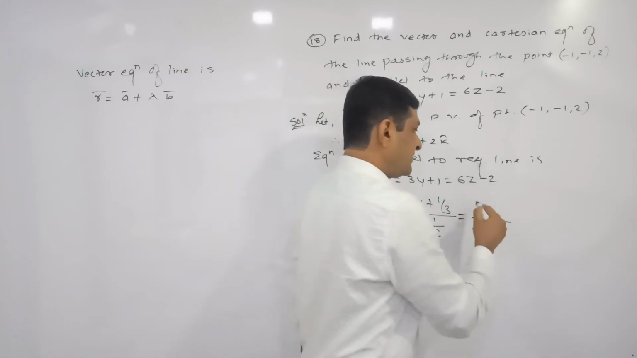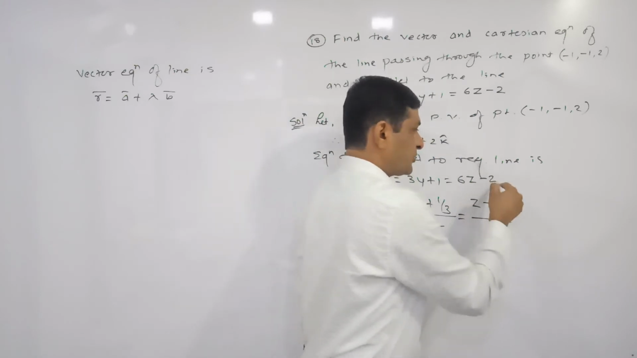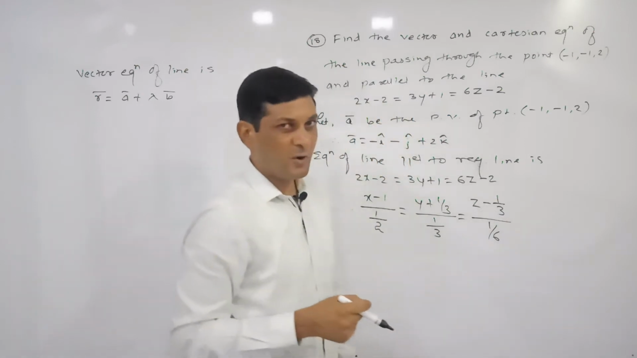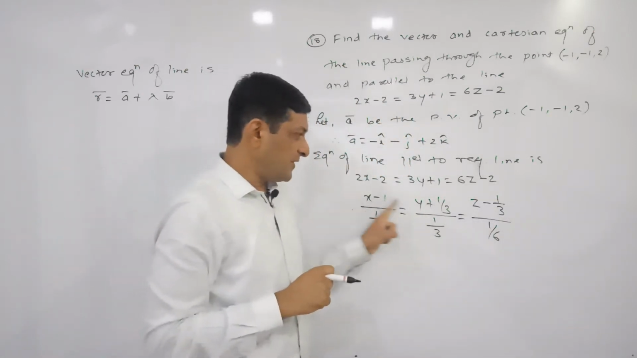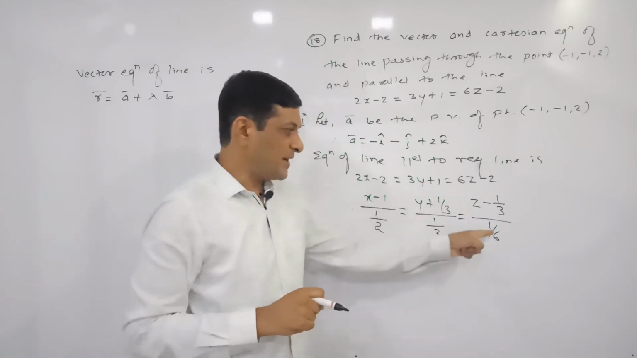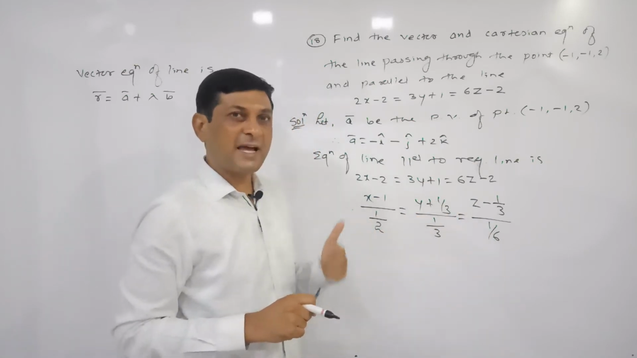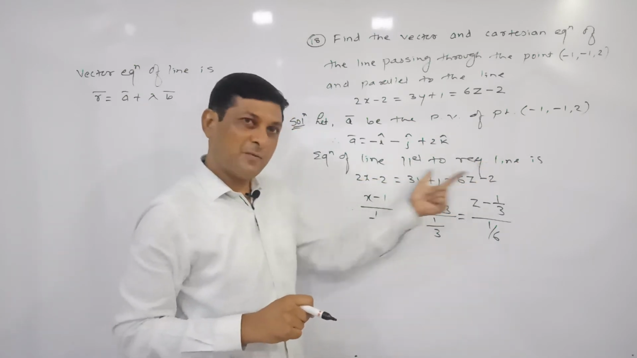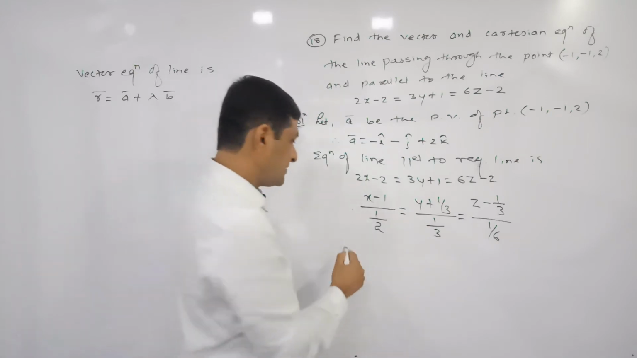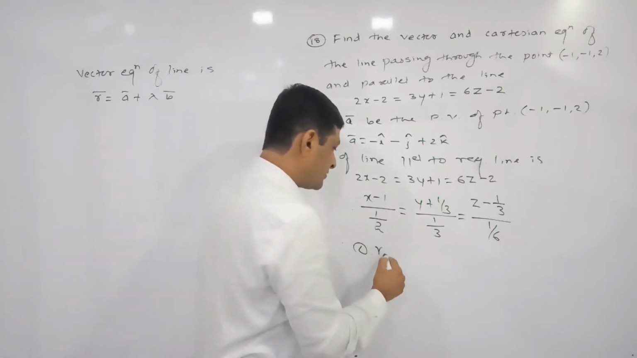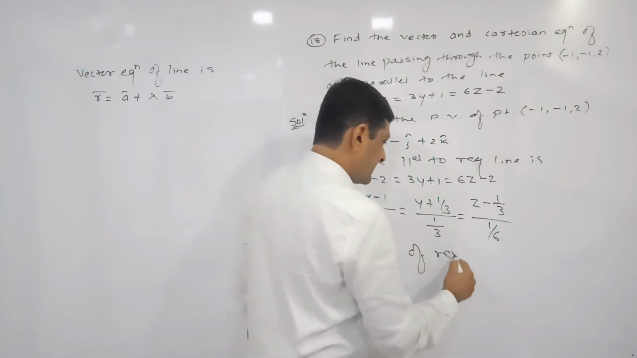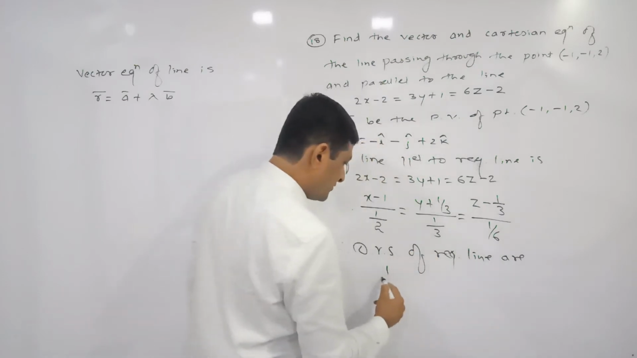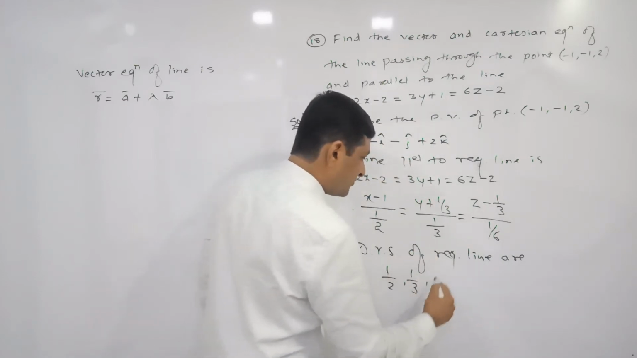Equals, here divide the numerator and denominator by 6. If I divide by 6, here we will get (z - 2) upon 6 equal to 1 by 3, and that's why I am dividing the denominator also by 6. Since the coefficients of x, y, z are 1, the values in the denominator are nothing but the direction ratios of this line, or we can say the direction ratios of the required line, because our required line is parallel to this line. So the direction ratios of the required line are 1 by 2, 1 by 3, 1 by 6.